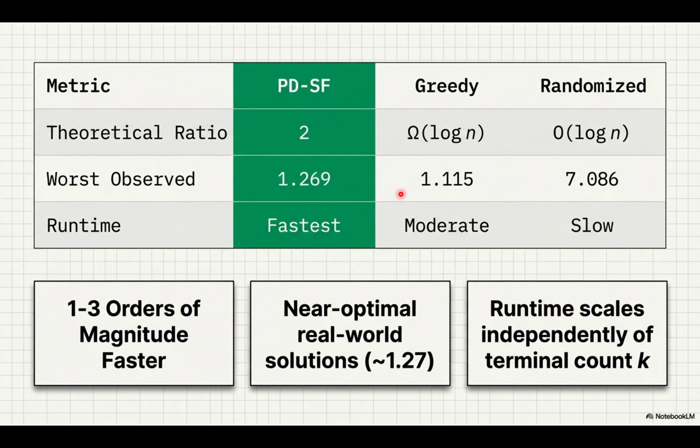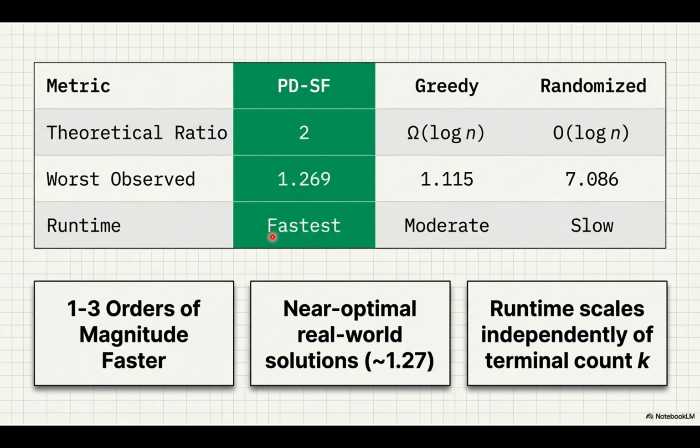When developers pit the Primal-Dual Steiner forest, or PDSF, against other standard industry methods like greedy heuristics or randomized approaches, PDSF isn't just more structurally accurate, it executes 1 to 3 orders of magnitude faster. 1 to 3 orders of magnitude. Yes, and more importantly, its runtime scales completely independently of the terminal count. You can flood the map with hundreds of isolated corporate headquarters that need connecting, and the algorithm maintains its speed.